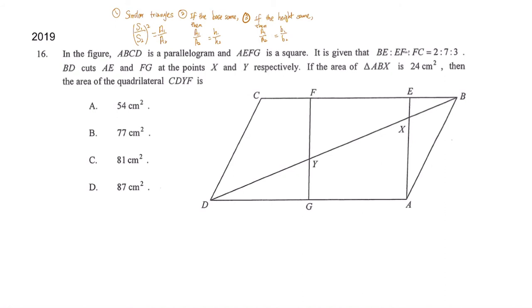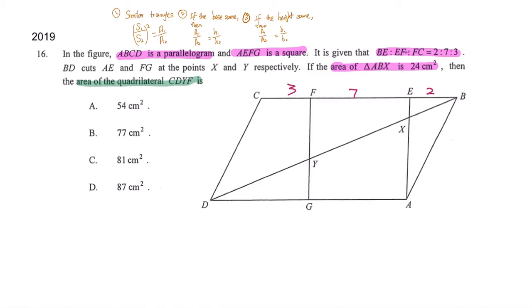In this video you are seeing a figure, a parallelogram, and then you have to find the area of some part of it. So let's get started by highlighting the important parts first. ABCD is a parallelogram. This is a square, and BE to FC is this. And then we have the area of ABX as 24. But then we have to find the area of quadrilateral CDYF, so this part. In the end we have to find this part. Let's get started. So let's write the important information first.